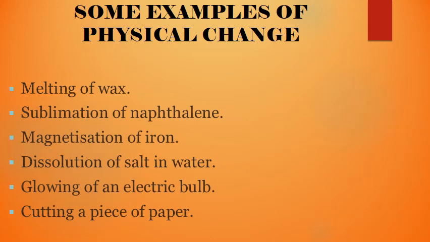So now we have understood what is physical change, what are its characteristics. We will try to see some more examples of physical change. Melting of wax, sublimation of naphthalene, magnetization of iron, dissolution of salt in water, glowing of an electric bulb, cutting a piece of paper. These are some of the examples of physical change.